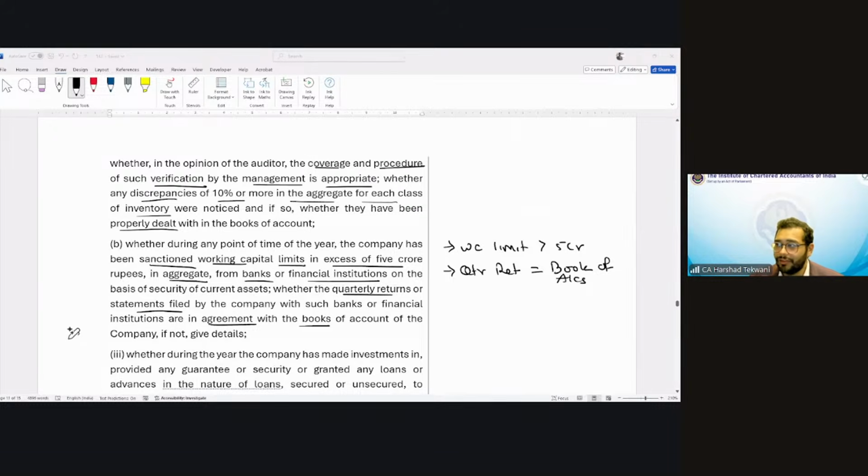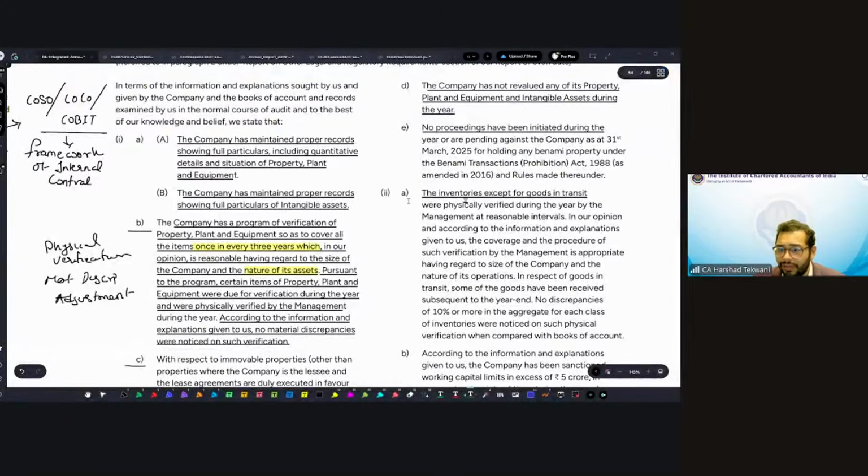Now, let's check what is given in the actual report so that we can understand this. The inventories, except for the goods in transit, were physically verified during the year by the management at reasonable intervals. In our opinion, according to the explanation and information given to us, the coverage and the procedure of such verification by management is appropriate, having regard to the size of the company and nature of its operations.